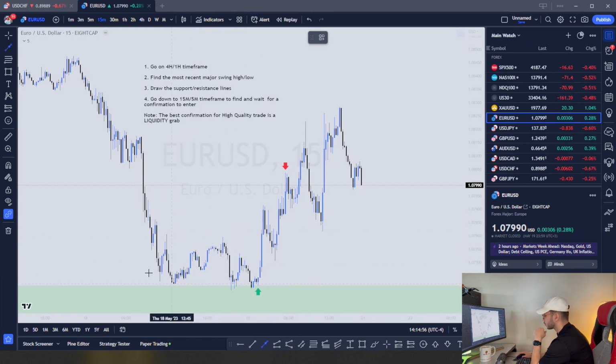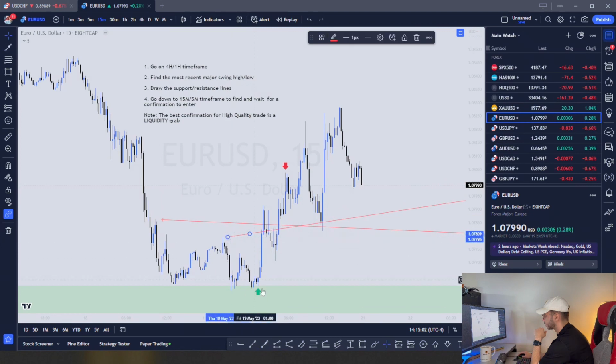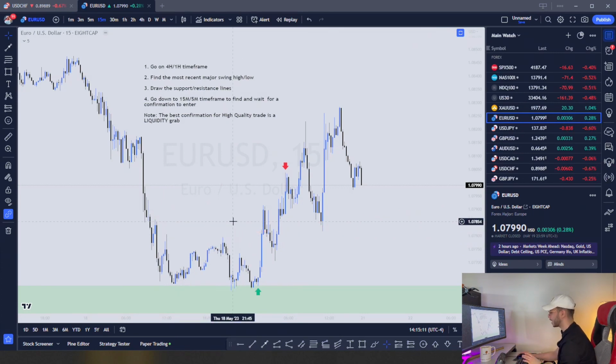The break of a structure would be either here, right? Or would be on this area here. These two need to break in order to get that break of structure. So that means the character of the move is changing. We have a change of character, right?